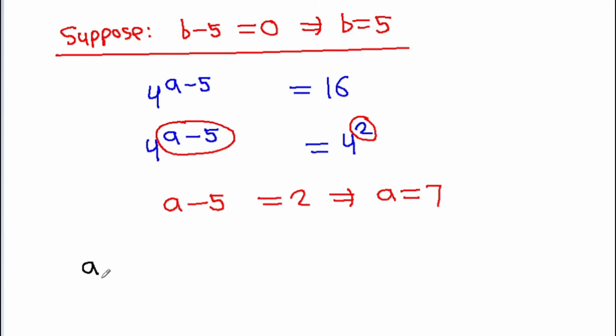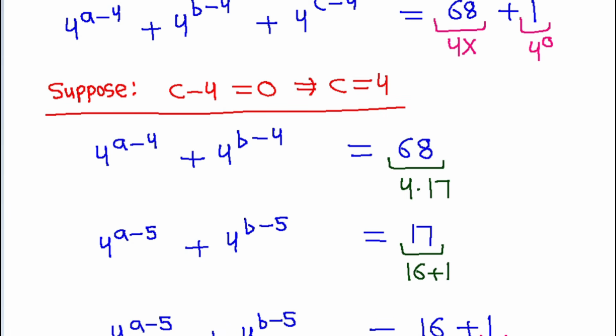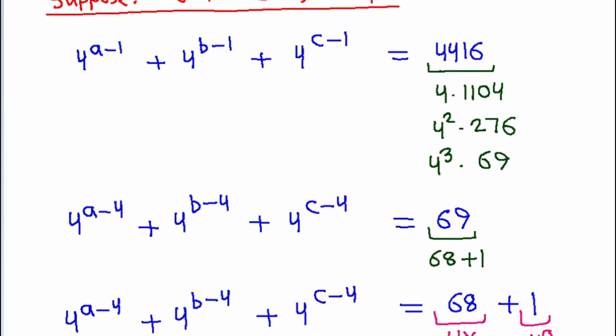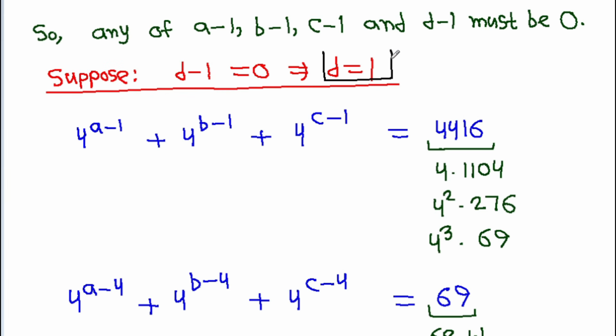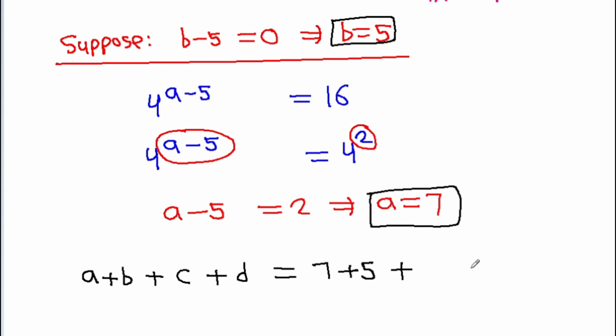So a + b + c + d, where a is 7, b is 5, c is 4, and d is 1, will be 17.